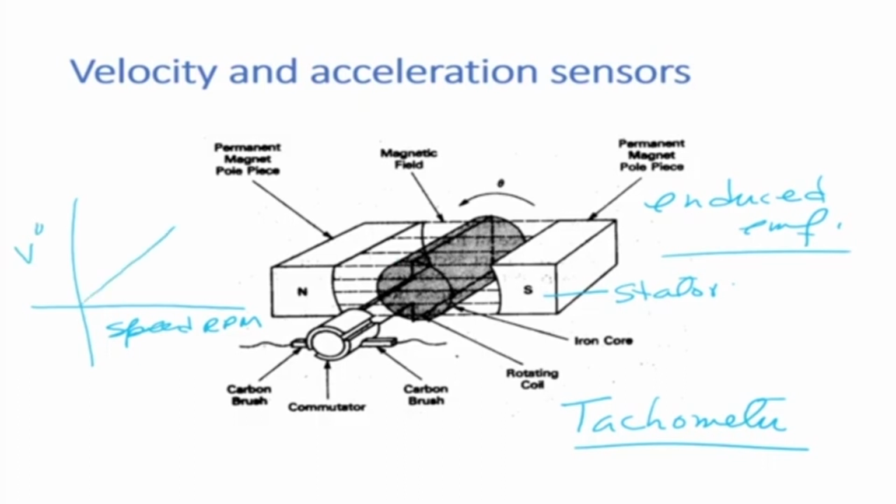And this should theoretically be a straight line. So once you have this calibration, for an unknown speed, we can simply look at how much voltage is being generated, connect it here, and then I know the speed. Okay, so this is how a tachometer works, and a DC motor can be used as an actuator, or it can be used as a sensor.